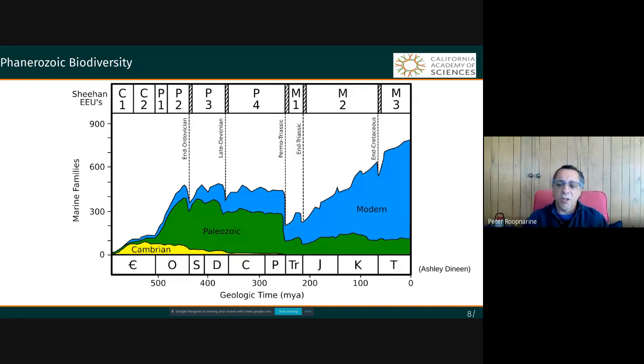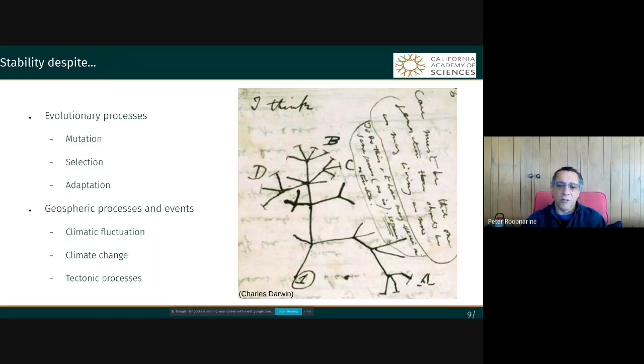So this feature of non-change is something that's interested us for a very long time. And it goes against processes that are occurring all the time, processes of change. So they're evolutionary processes, mutation, selection, adaptation, the Darwinian evolutionary cycle. They're also geospheric properties. There's climate change and climate fluctuations that occur all the time on timescales ranging from years to multiple millennia to millions of years. Tectonic processes that are slower to unfold, but are nonetheless extremely significant in shaping the history of life, and is also something that's unfolding all the time on multiple timescales.